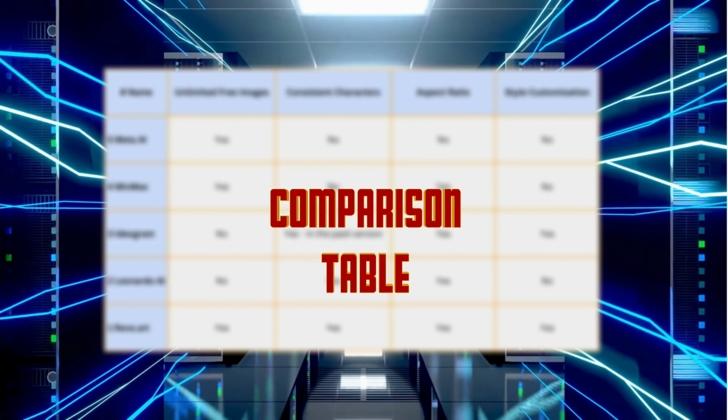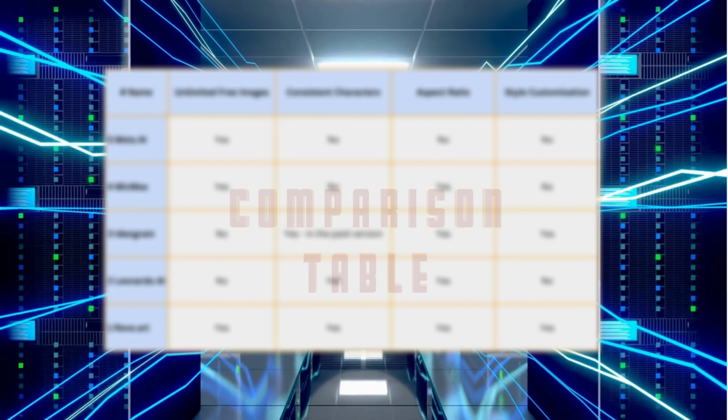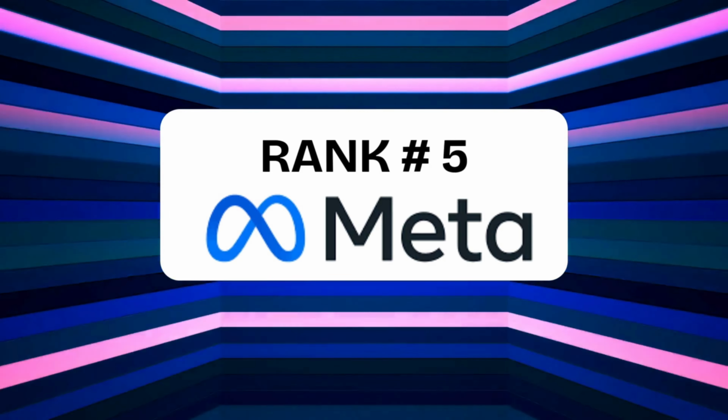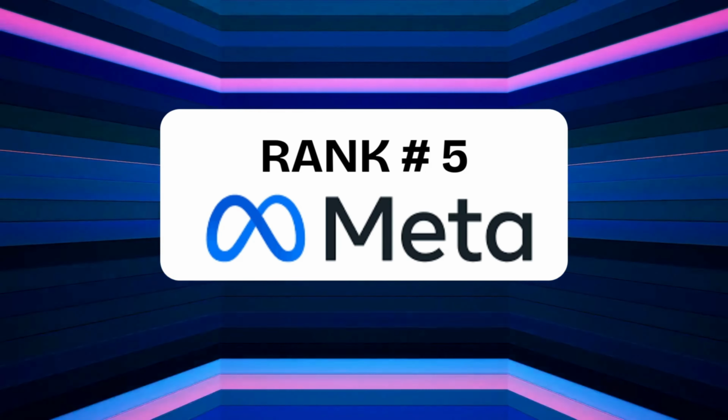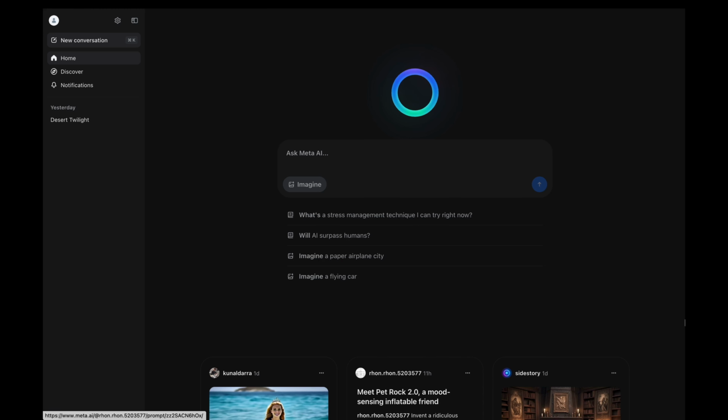During the video, I will also share a comparative table for you so you can see which parameters I have considered. So first of all, we will start with an AI image generator tool, which according to me ranks at number 5. The name of this AI image generator tool is Meta AI.